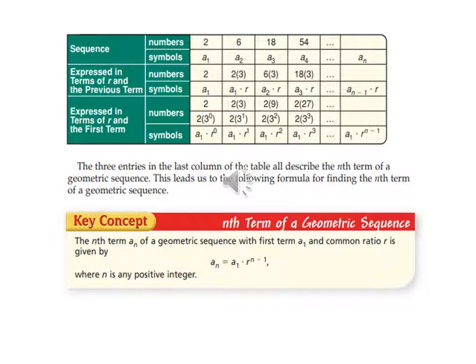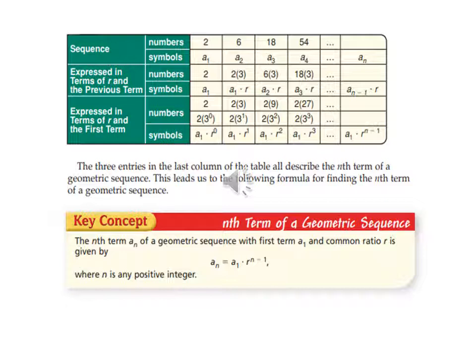This table relates to the geometric sequence 2, 6, 18, 54, with A1, A2, A3, A4 up to A sub n, expressed in terms of r. 2 multiplied by 3, 6 multiplied by 3, 18 multiplied by 3 equals 54. In symbols, A1 multiplied by r, A2 multiplied by r, A3 multiplied by r. In numbers, 2 multiplied by 3, 2 multiplied by 9, 2 multiplied by 27.